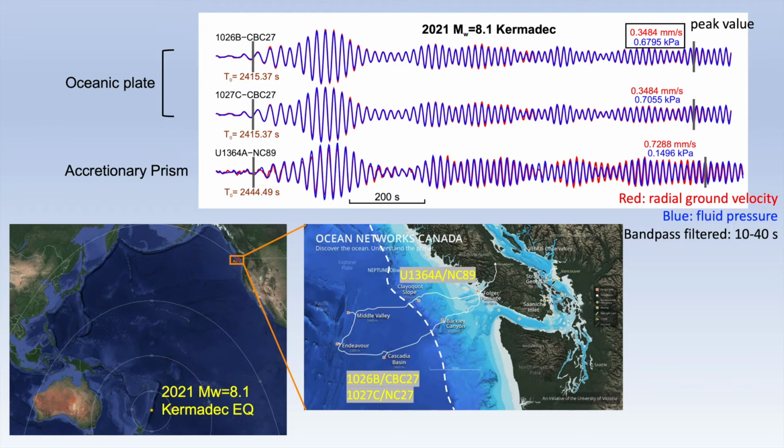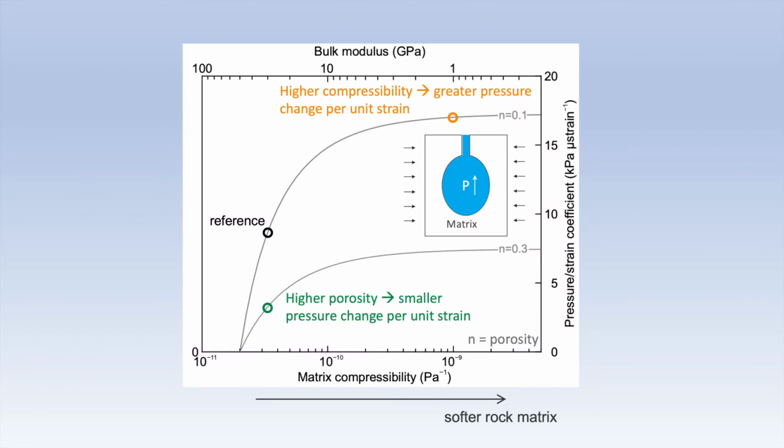This efficiency in pressurization is essentially controlled by how porous and how compressible the rock matrix is. Let's consider these two scenarios here by comparing them with the reference case. Given the porosity, a softer rock matrix means that pore fluids need to sustain a greater portion of the external loading. Therefore, the pressure change is larger.